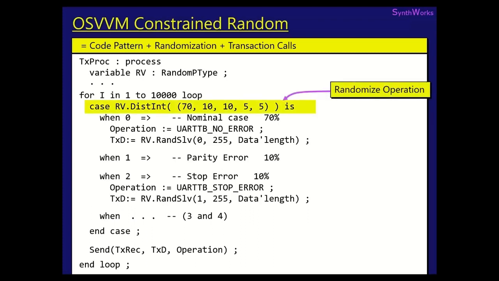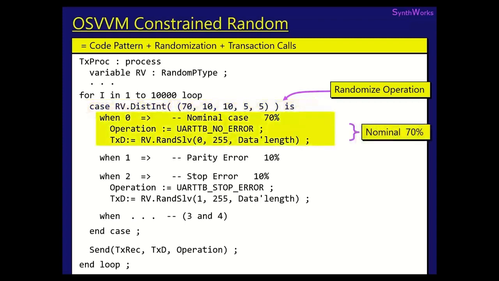Okay, so first, let's randomize. So we're using distint. We're using quite a few more values, 70, 10, 10, 5, 5. And that says 70% of the time generate a 0. And we're going to use that to do in this case, a UART, and we're generating no errors. So we're setting flags that generate no errors. And we're generating a data value 8 bits, so 0 to 255. Okay.